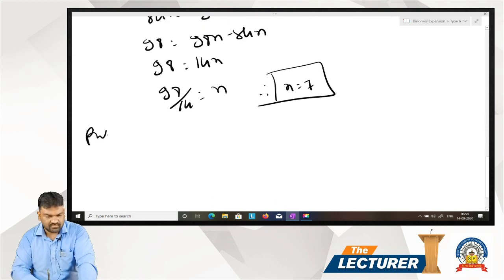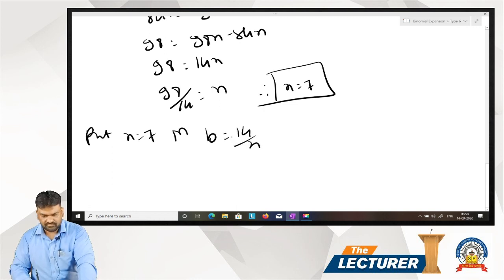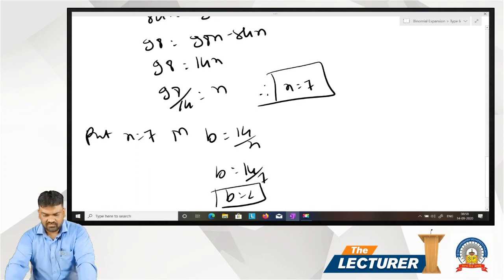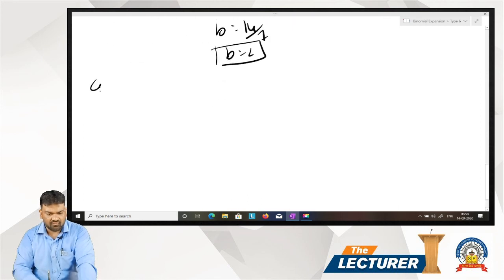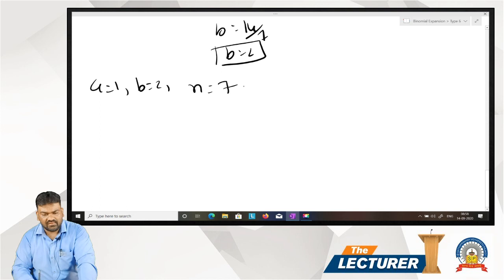Put n is equal to 7 in b is equal to 14 by n. So b is equal to 14 by 7, b is equal to 2. Now a is equal to 1, b is equal to 2 and n is equal to 7.